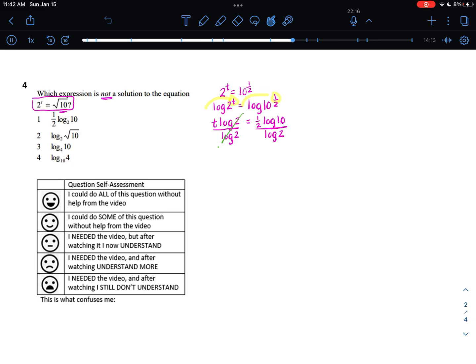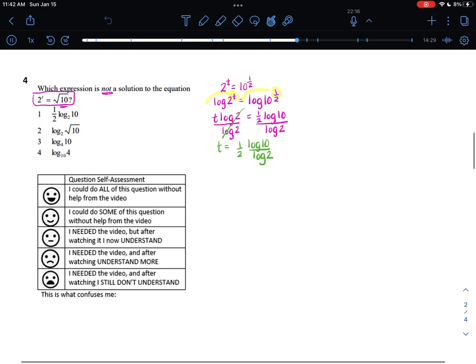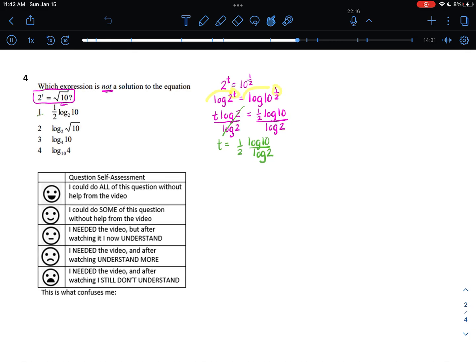So this leaves me with t equals 1/2 times log to the base 10 of 10 over log to the base 10 of 2. Which are none of my answers, but it looks very similar to 1. So let me see if there's a way that I could rearrange it. And I'm immediately thinking of my change of base formula.